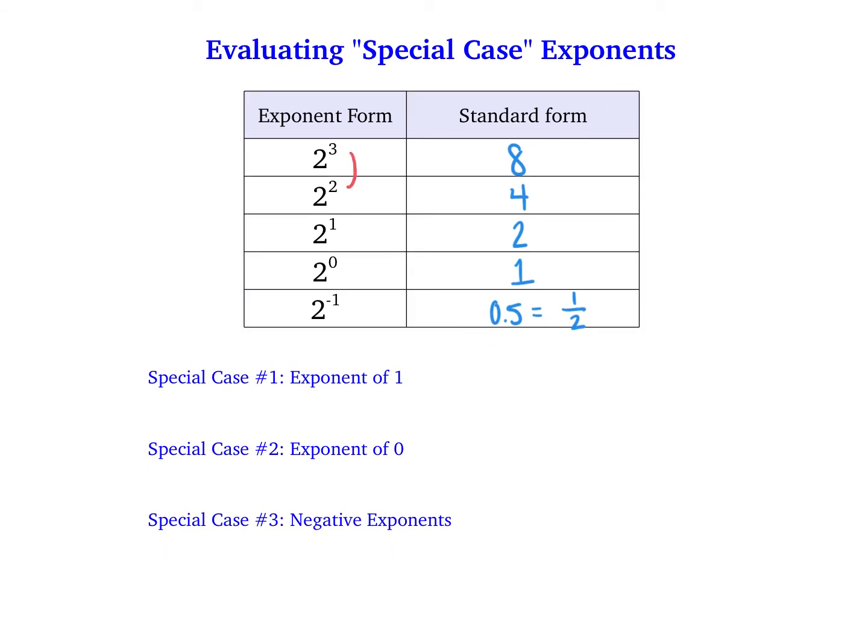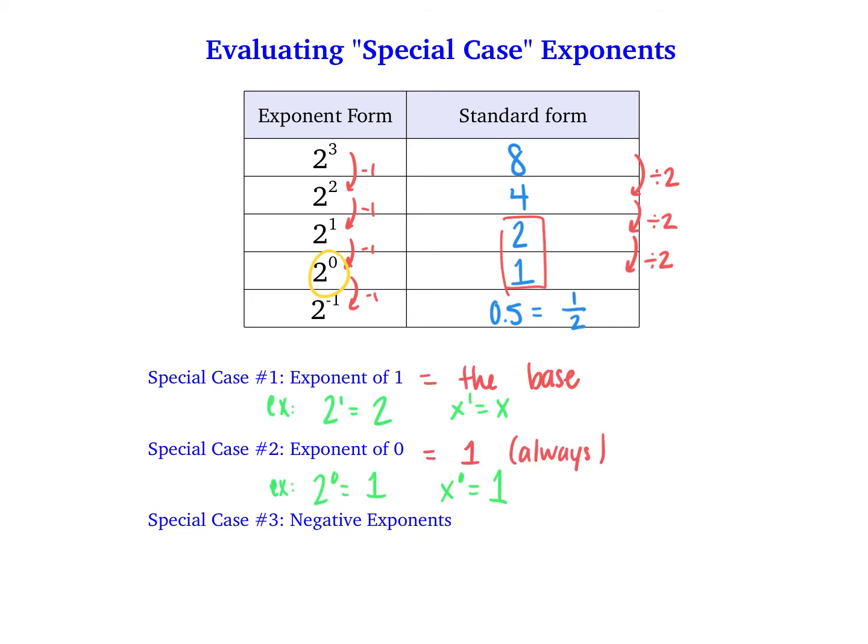You'll notice that as we go down this side of the table, our exponent is dropping by 1 each time. If we think about what that means, we're taking away a multiplication by 2. So another way of saying that is as we go down this table, we're dividing by 2 because we're taking one of them away. So 8 divided by 2 is 4. 4 divided by 2 is 2. And 2 divided by 2 is 1. So that helps us explain why something to the 0 power is equal to 1. We're essentially dividing it by itself, which equals 1.